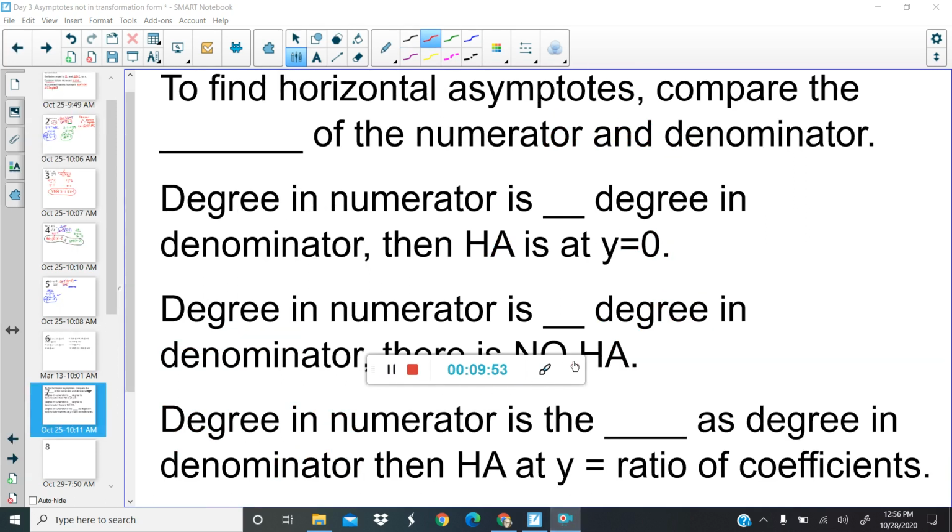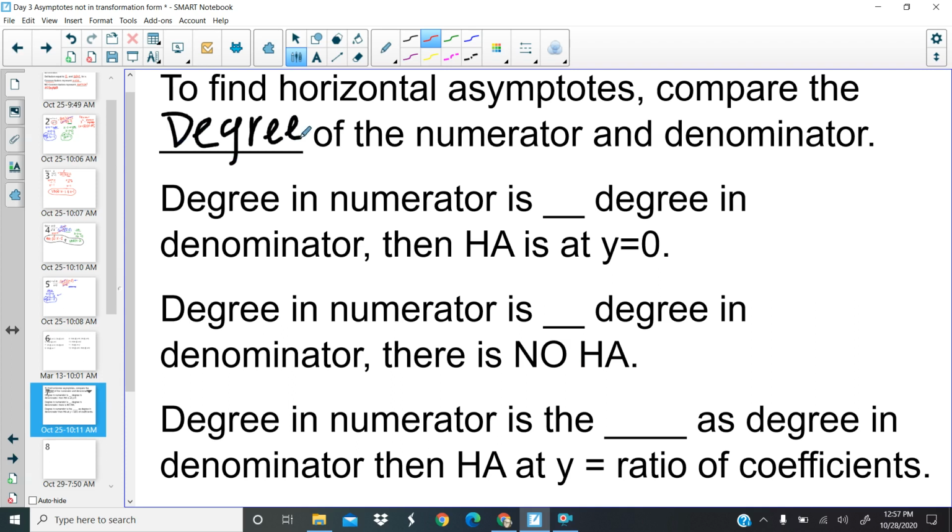So now we still need to talk about horizontal asymptotes, which I will tell you most people find a little bit easier than finding vertical asymptotes. To find horizontal asymptotes, you're going to compare the degree of the numerator and denominator. And remember that the degree is the highest exponent. So you're looking at the highest exponent in the numerator and the highest exponent in the denominator.